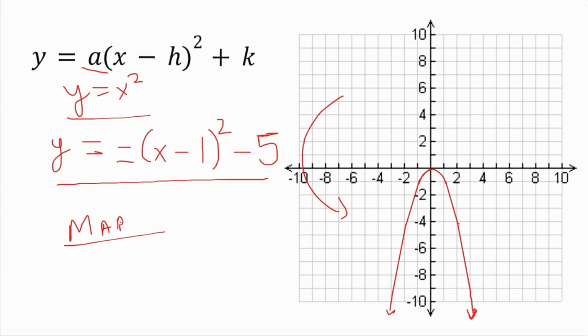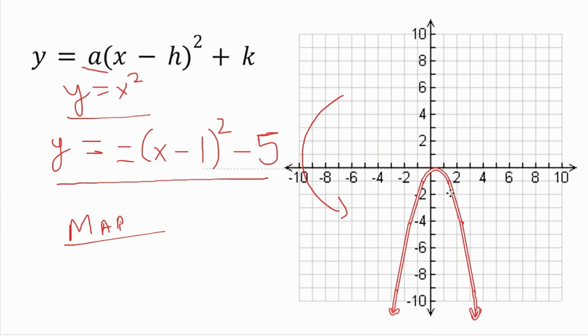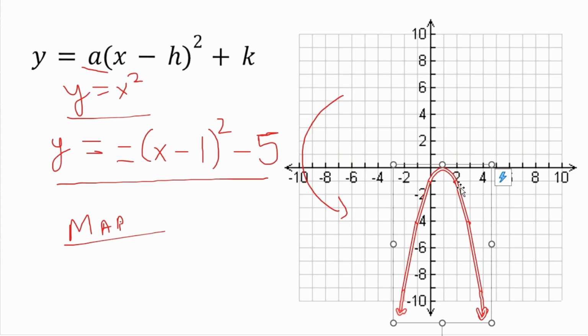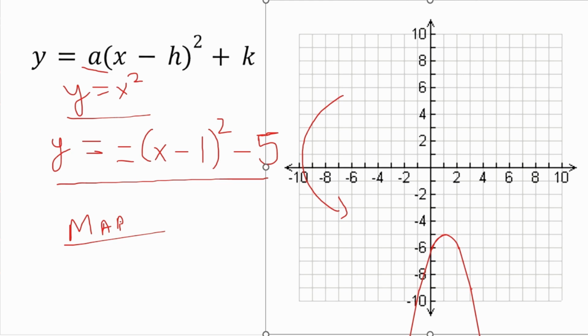And the other thing is it shifted to the right one because the h value is 1. Remember, change the sign. And then 5 down because the k value is negative 5. So that's going to be your new function.